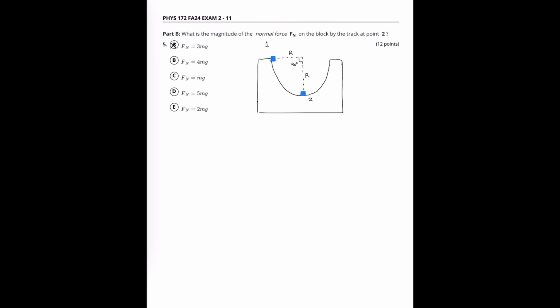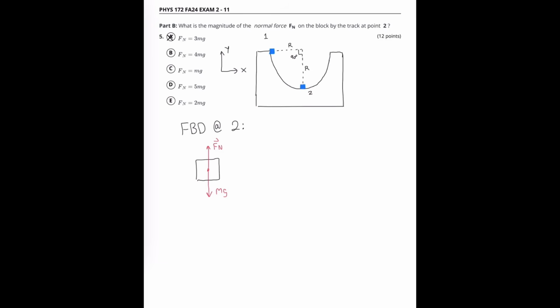Part B states, what is the magnitude of the normal force Fn on the block by the track at point 2? So I will draw a free body diagram, and before I do that, I'll define our coordinate system. In part A, we defined this as positive x and positive y. So we have our FBD at point 2. So we have our block, and from the center of mass, we have our force of gravity acting downward. I'll call that mg. We have our normal force acting upward. We'll call that Fn. We also have centripetal acceleration acting upward.